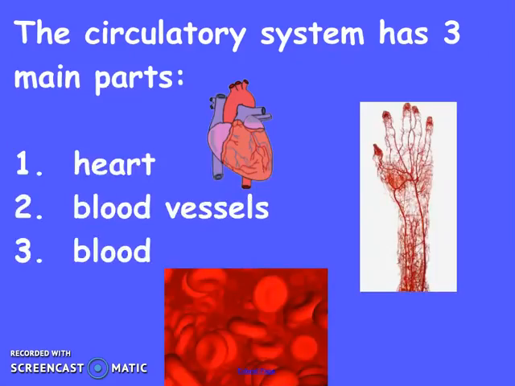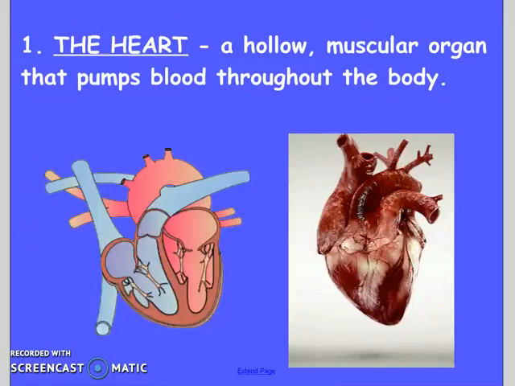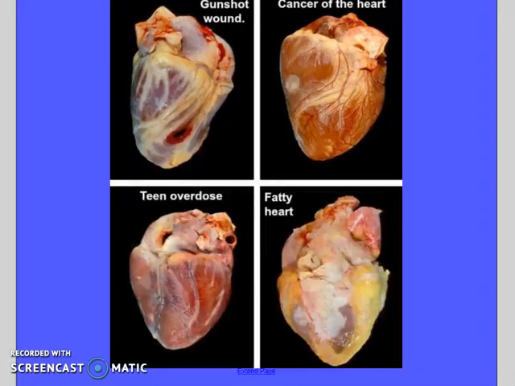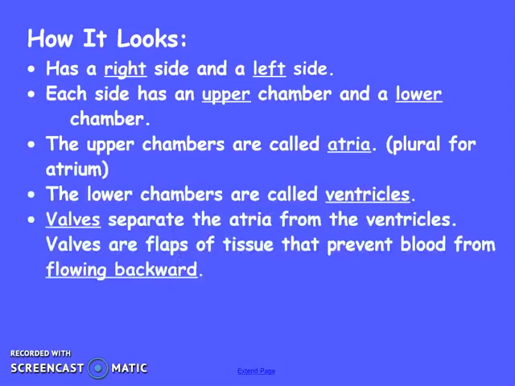And the three main parts of the circulatory system are your heart, your blood vessels, which are veins, capillaries, and arteries, and your blood. So first is the heart. It's a hollow muscular organ that's going to pump blood throughout the body. You can see some different examples of what a heart looks like with different impacts to it. So for example, a gunshot wound, or if you have cancer of the heart, an overdose, or a fatty heart.